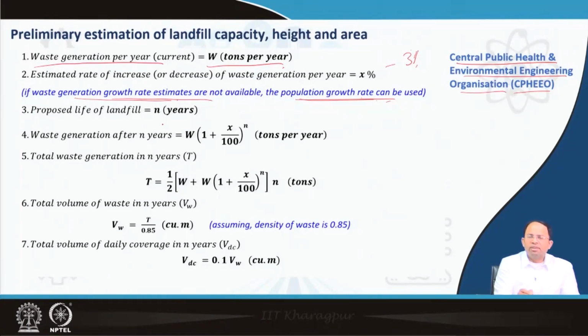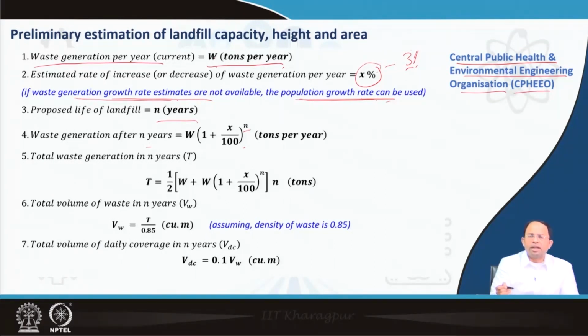Then we have to assume the proposed life of the landfill, which may be n years. We also have to estimate the waste generated in the nth year. At the rate of this growth, maybe 3%, 4%, 2%, whatever it is, what should be the waste generated in the nth year of the life of the landfill? Because the waste coming to the landfill will not remain the same over the years, we have to account for that. This is given by W into (1 plus X by 100) to the power N, where N is the number of years of the site life. So this is the final year, and this is the initial year.